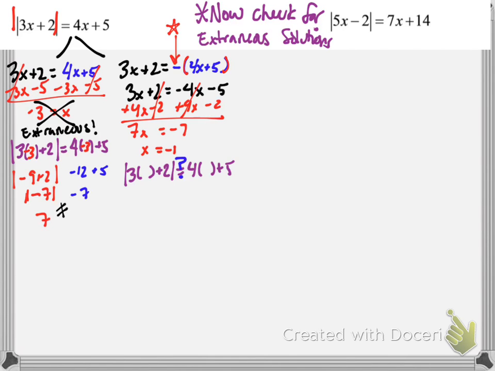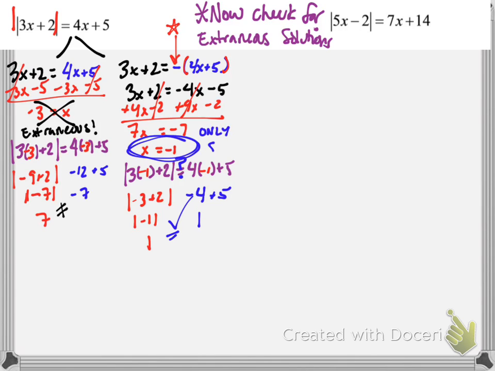So plugging in the negative 1, I want to see if these two sides are equal. I'm going to simplify the left and get a 1, simplify the right and get a 1. Since it checks out, that's our only solution.